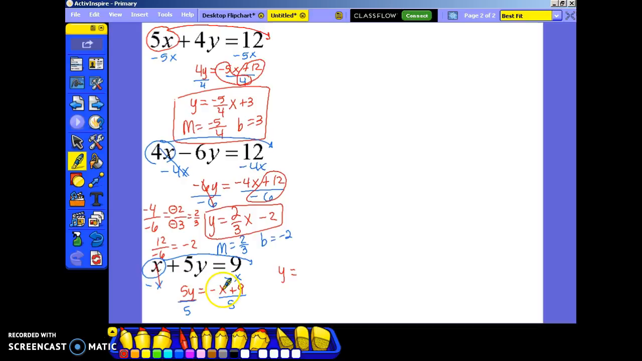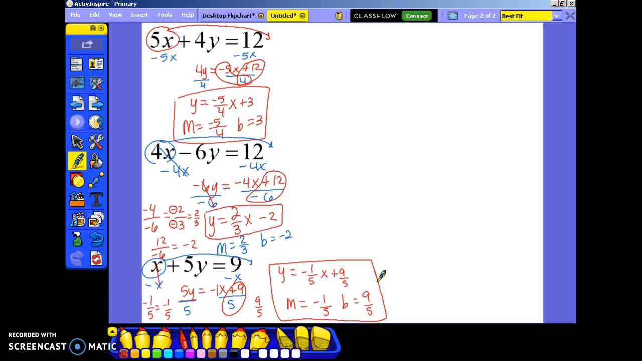If I have a negative x, this is the same thing as saying -1x, because -1 times x would leave me with -x. -1 divided by 5 is just going to give me -1/5. So -1/5 x. 9 divided by 5 does not simplify. So my equation is y equals -1/5 x plus 9/5. My slope is -1/5. My y-intercept is 9/5.